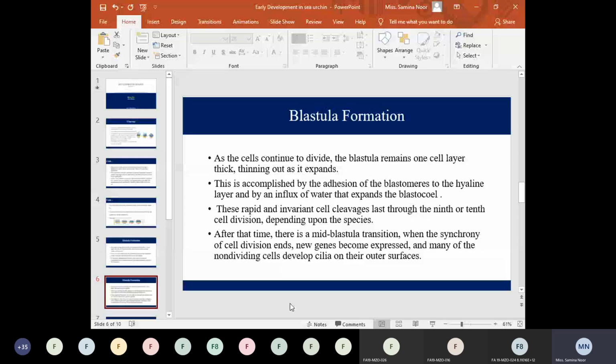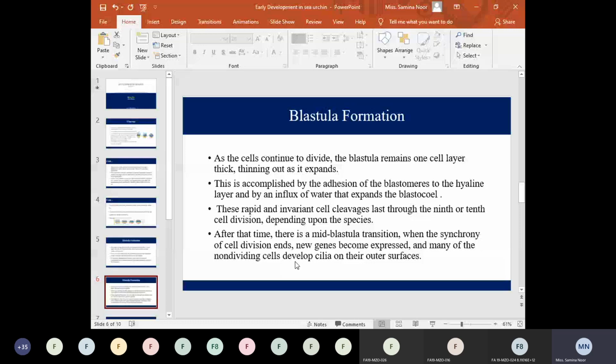Rapid and invariant cell cleavage lasts through the 9th or the 10th cell division, depending upon the species. After that time, there is a mid-blastula transition. And what happens during the mid-blastula transition? Number one is the loss of the synchronous cell divisions.